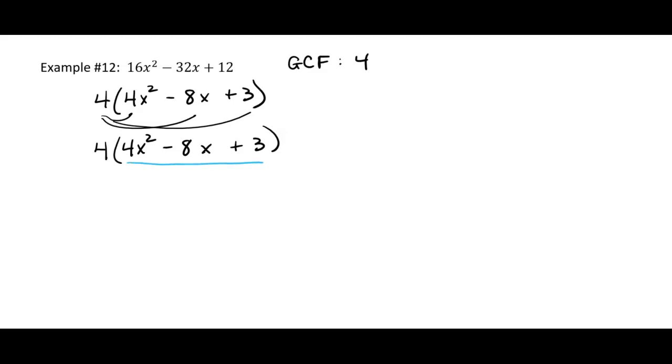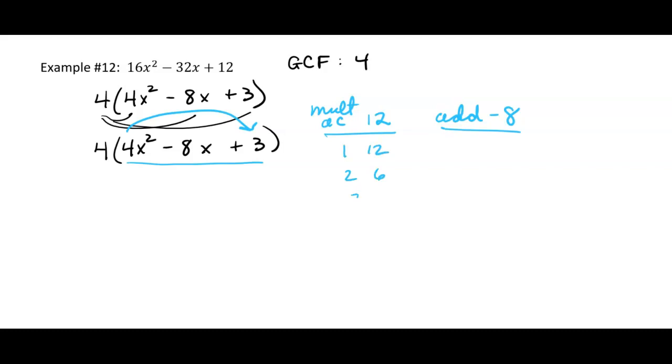Okay. Now I am going to use the AC method, and I'm going to go 4 times 3. So my AC part is 12. I want to multiply to be a 12, and I want to add to be a negative 8. So you can think about those numbers. Again, if you can't come up with the numbers, make a list. 1 and 12, 2 and 6, 3 and 4. We know both numbers are going to be negative because I have a positive 3 and a negative 8. So I'm going to need them to both be negative. And it looks like it's going to be a negative 2 and a negative 6.